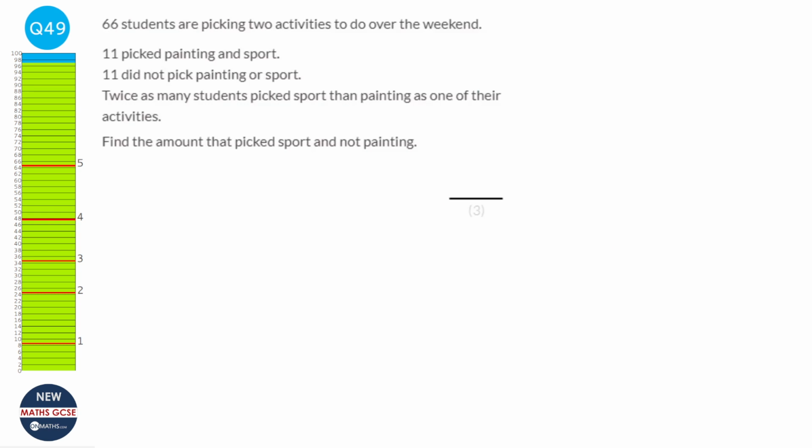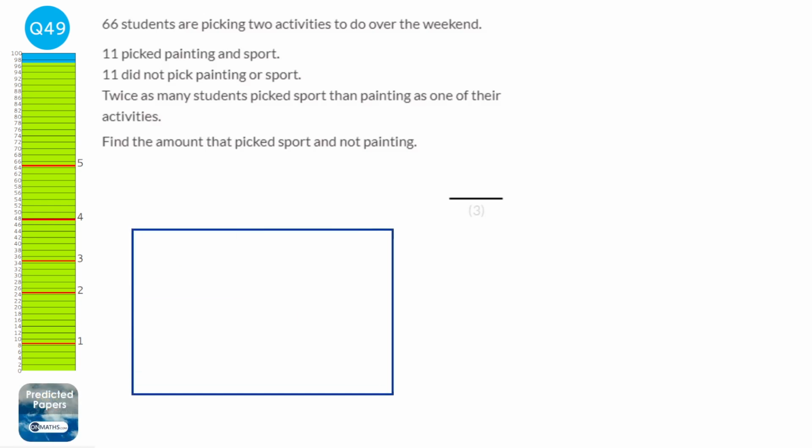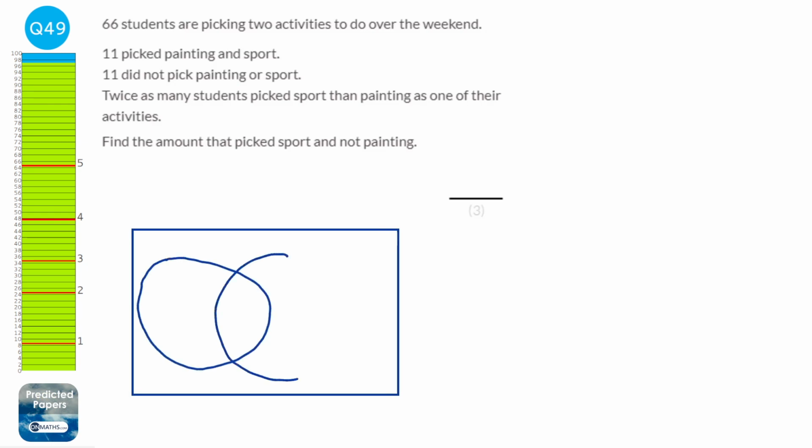So this question will probably need a Venn diagram just to make it a bit easier. So I'm going to draw a Venn diagram. You don't need to. If you can work out how to do this question without, you can do. But I think this is a really tricky question to do without a Venn diagram. So it says that they picked 2 activities. It was either painting, which I'll put as a P, and sport, which I'll put as an S.